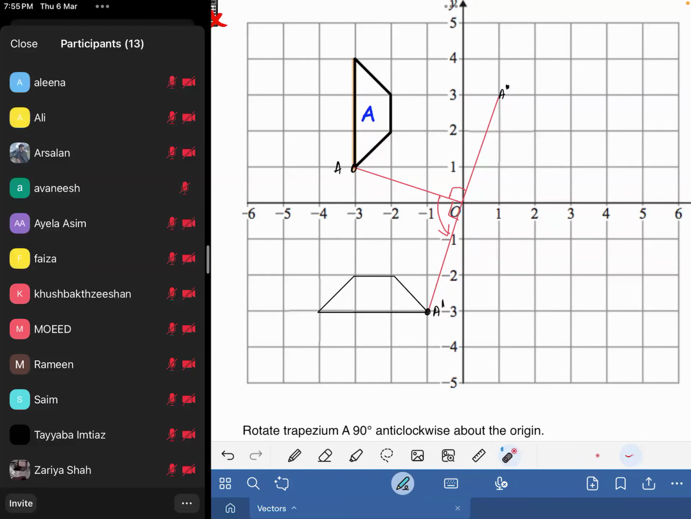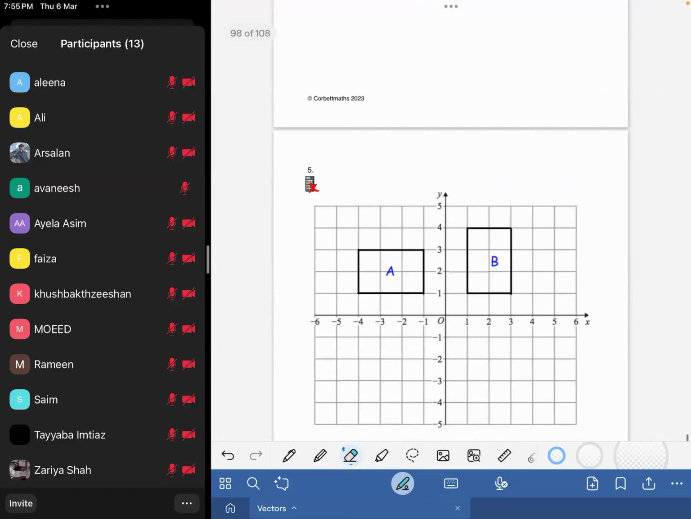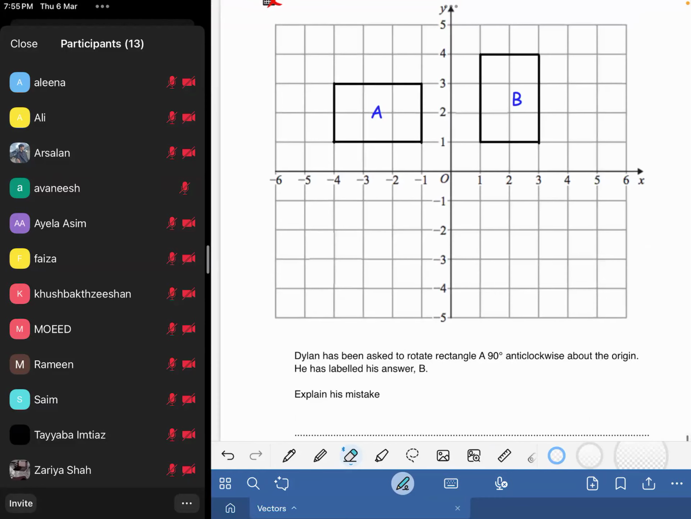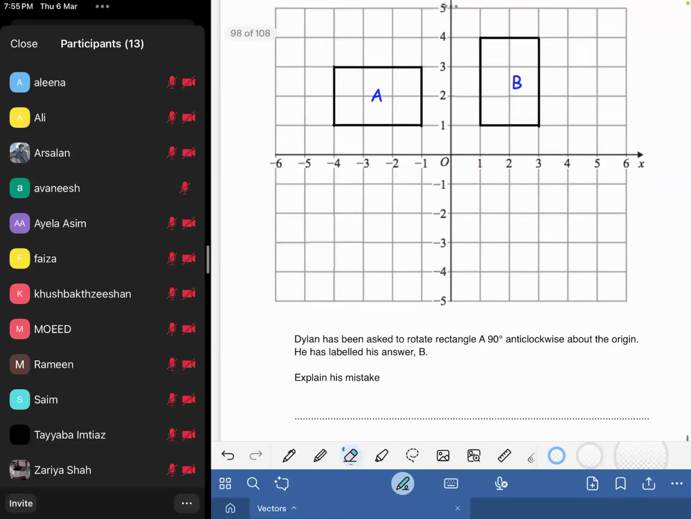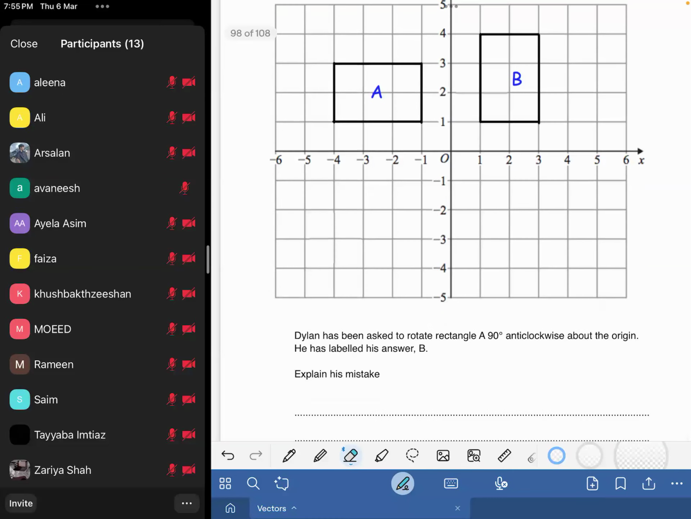Understood. चलें, ये मैं मिटा देता हूँ क्योंकि एंटी क्लॉकवाइज था। एक और क्वेश्चन देख लें। Dylan has been asked to rotate rectangle A 90 degrees anti-clockwise about the origin. He has labeled this answer B. Explain his mistake. What is the mistake? Angle is right. 90 degrees rotation is done. What is the mistake you can see?